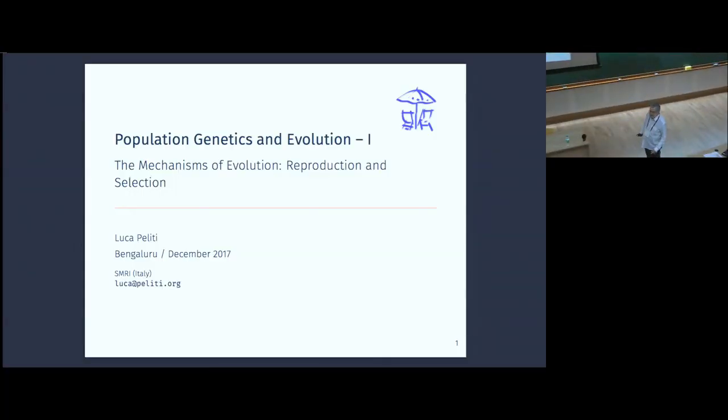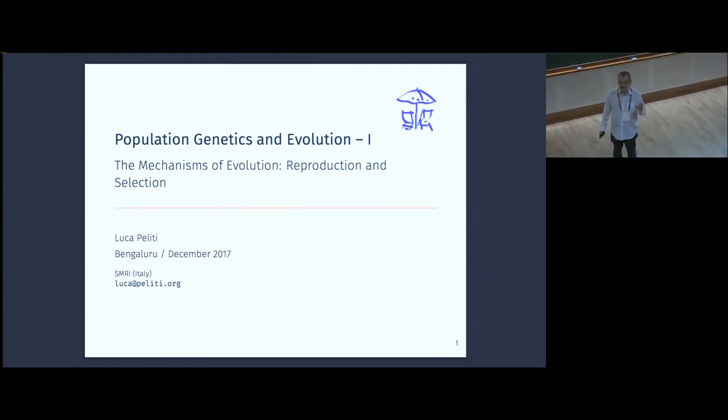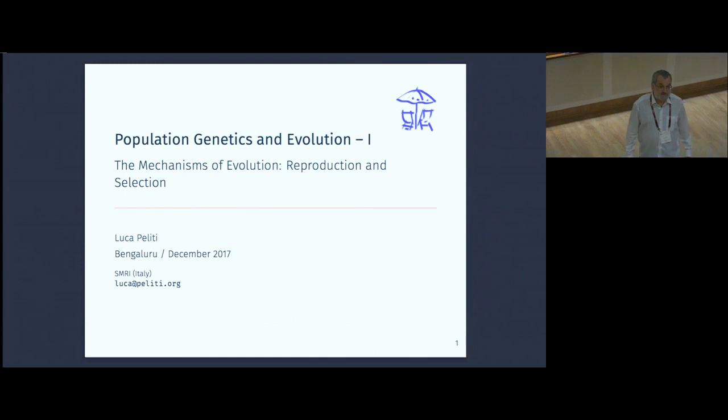Okay, so in this first lecture, we heard from Kavita that there are three basic mechanisms of evolution. One, reproduction, of course, heredity. There is natural selection, and there are mutations. In this lecture, I will focus on the first two facets, reproduction and selection. I will try to introduce some of the mathematical methods that I use to study this mechanism.